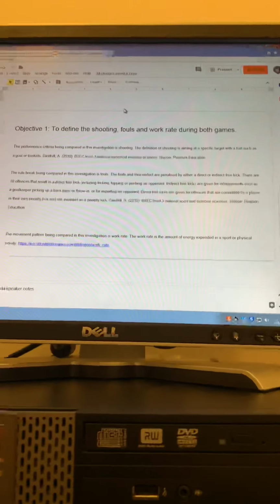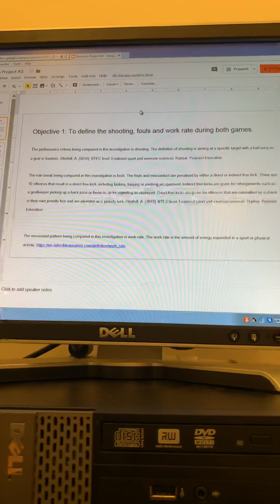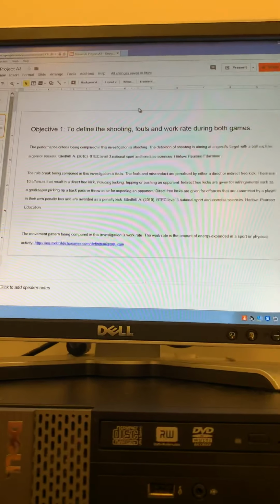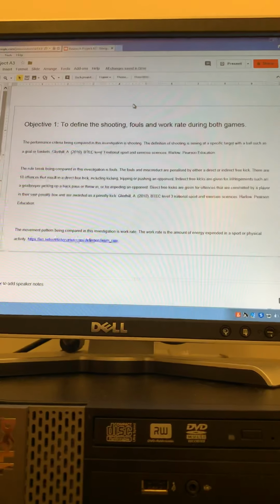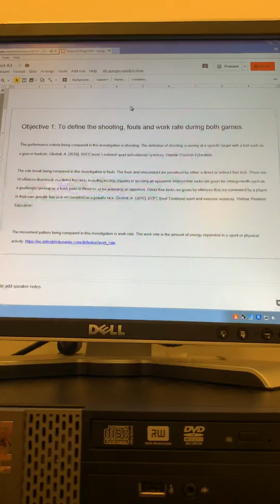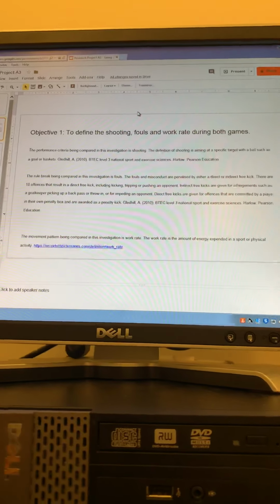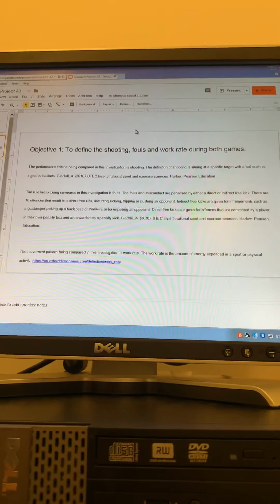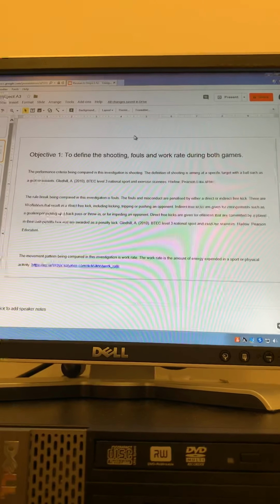The fouls and misconduct are penalised by either a direct or indirect free kick. There are 10 offences that result in a direct free kick, including kicking, tripping or pushing an opponent. Indirect free kicks are given for more minor infringements, such as a goalkeeper picking up a back pass or throwing, or for impeding an opponent. Direct free kicks are given for offences that are committed by a player in their own penalty box and are awarded as a penalty kick.